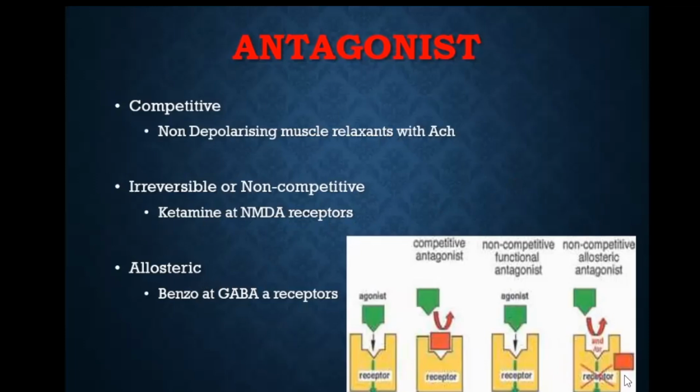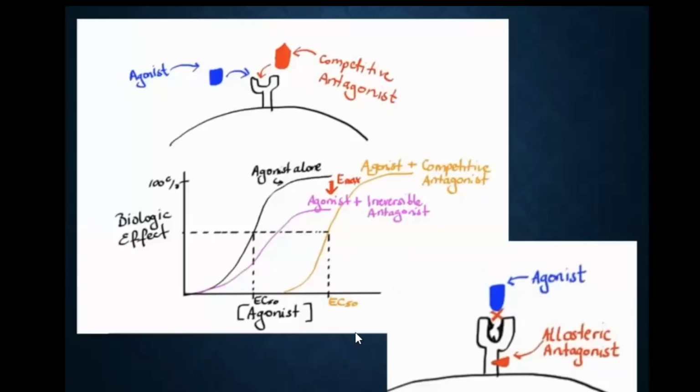They cause a structural change in the receptor, which causes a change in the receptor's drug binding site, so the agonist cannot bind. The allosteric antagonist will bind at a different binding site than the agonist, causing a conformational change, making it difficult for the agonist to bind at the receptor binding site. So that is benzo at GABA A receptors. Okay, benzo, when it binds at the GABA A receptors, it causes a non-competitive allosteric antagonism.